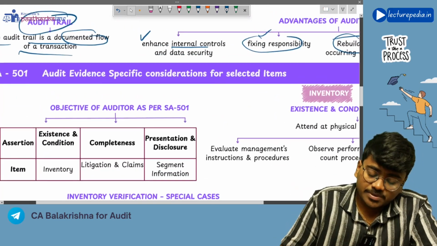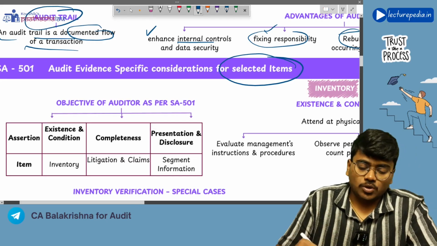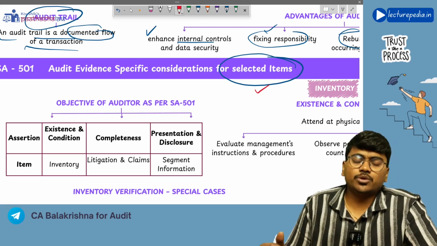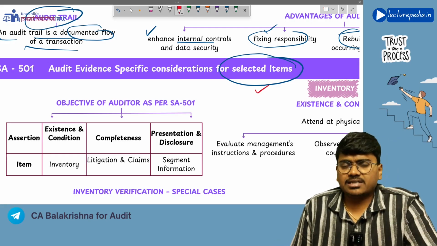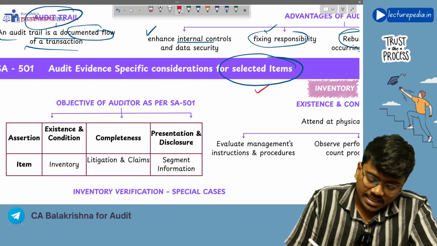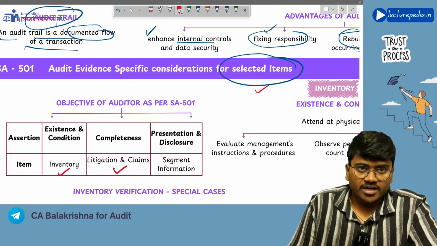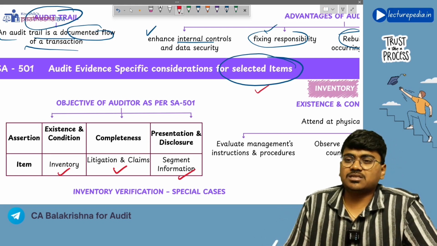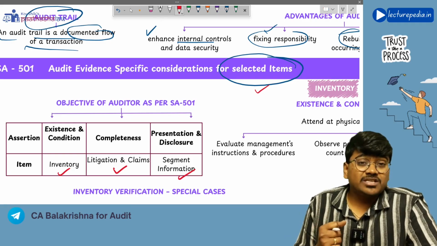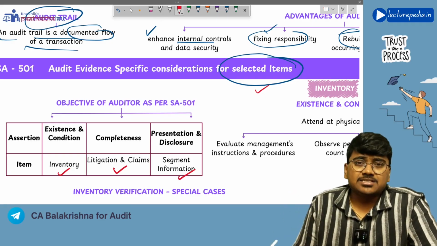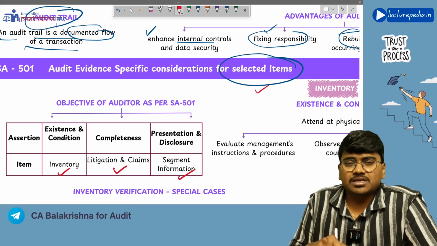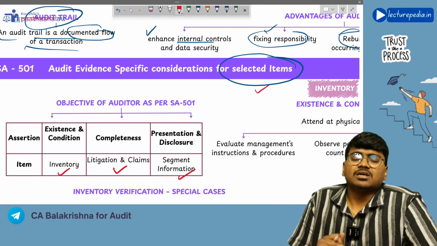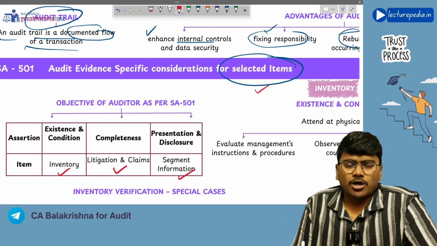But it is with respect to some selected items. In the area of some selected items, how you have to obtain audit evidence, that we will see in this standard. Basically, three selected items we will be covering: in the area of inventory, in the area of litigation and claims, and in the area of segment information, how you have to obtain audit evidence in these three situations. For each of these items there will also be various assertions. We will not be covering all the assertions of these items in the standard, only some assertions, and with respect to those, how you have to obtain audit evidence, that we will be seeing.